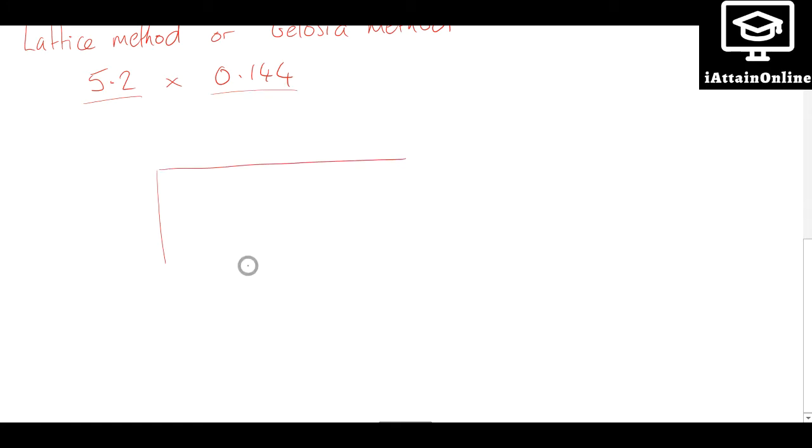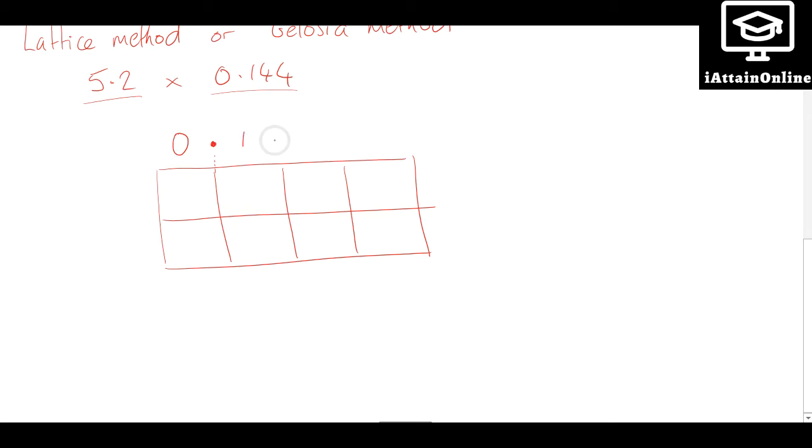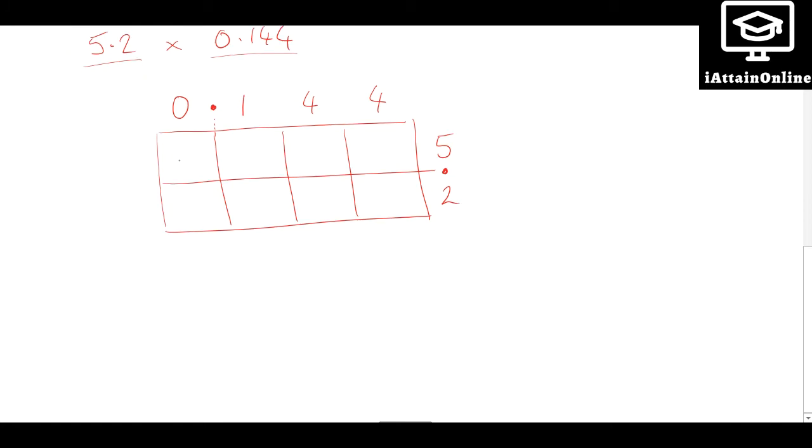So I'm going to do a grid that goes 4 across and 2 down. And I'm just going to write these numbers in. So I'm going to write 0 above the first box, and above this line here I'm going to write a decimal point. 1, 4 and 4. And then down the right hand side, I'm going to write 5 and then line up with that line a point and then put the 2. Now this method looks confusing, but it's not that bad when you get used to it. We put diagonal lines between each of the little boxes.